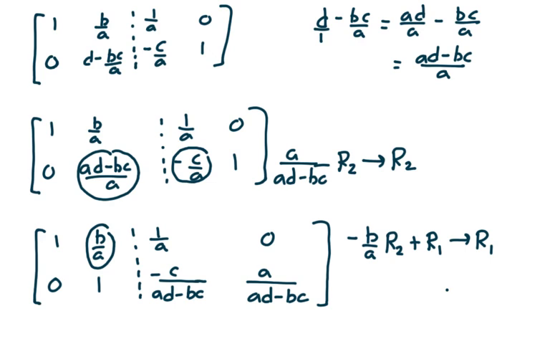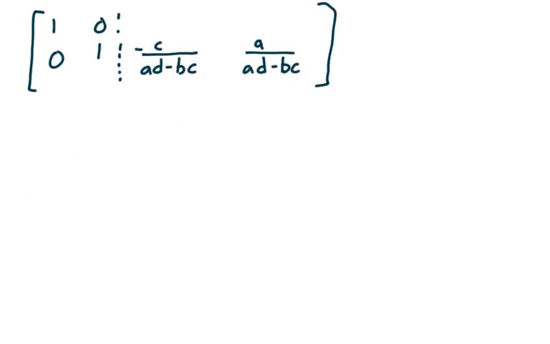So on the top, right, I'm going to get the following. So I'm going to take negative B over A times this entry and then I'm going to add it to 0, right? But notice how the A's cancel. And I'm going to get negative B over AD minus BC. Okay, that's the top right.